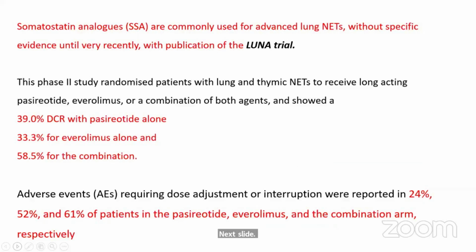As far as the current treatment options that are available to us, somatostatin analogs are commonly used, as has been discussed by Dr. Sunil, and which was published in the LUNA trial. This was a phase 2 randomized study with lung and thymic NETs, which was a 3-arm study using pasireotide, everolimus, and combination of both agents. And it showed a 39%, 33%, and 59% disease control rate in each of these 3 arms. The sinister part was the adverse events, which required a dose adjustment or interruption in 24%, 52%, and 61% of the patients respectively. Next slide.